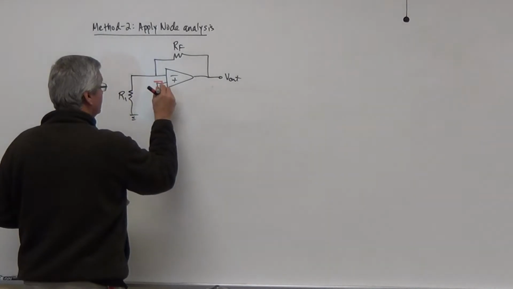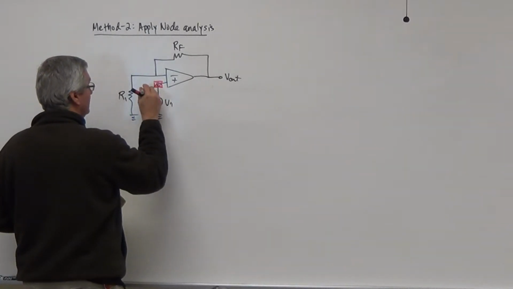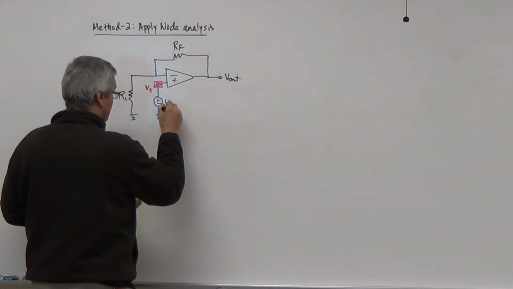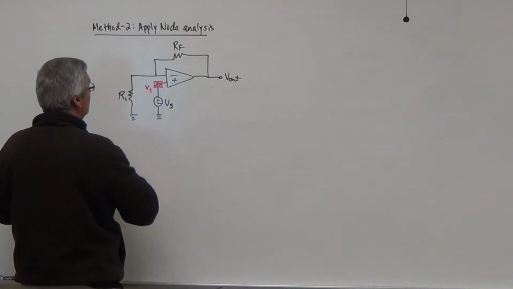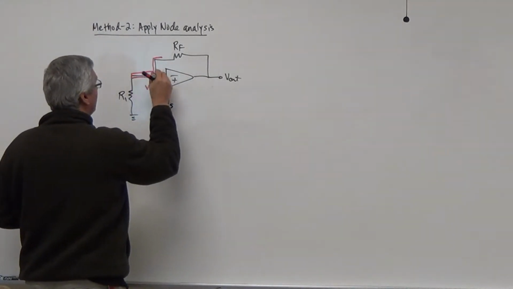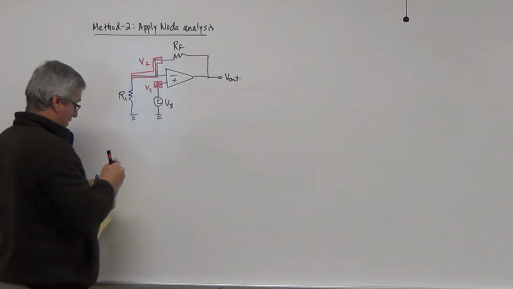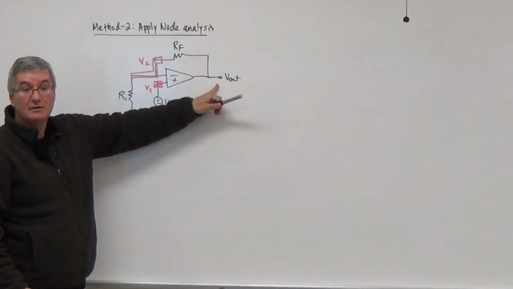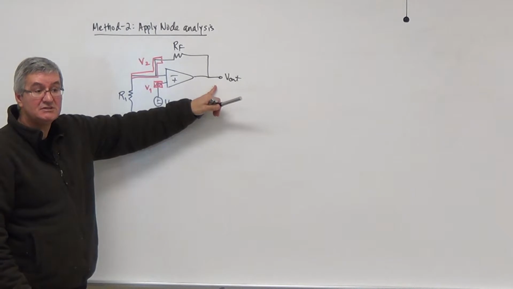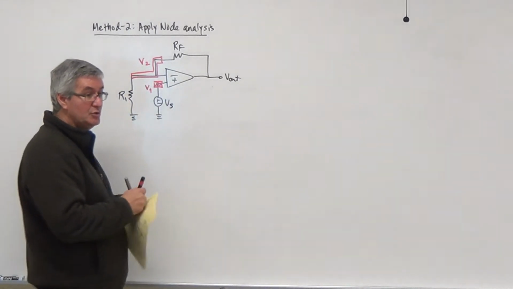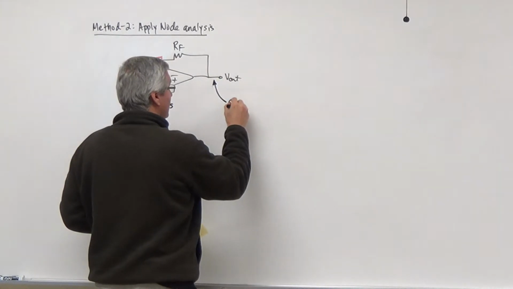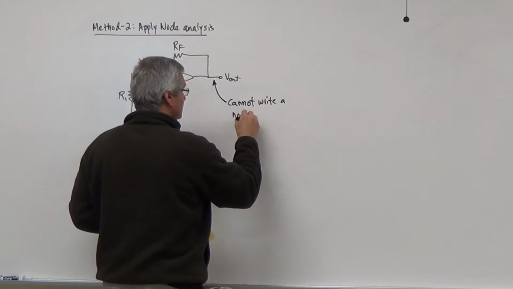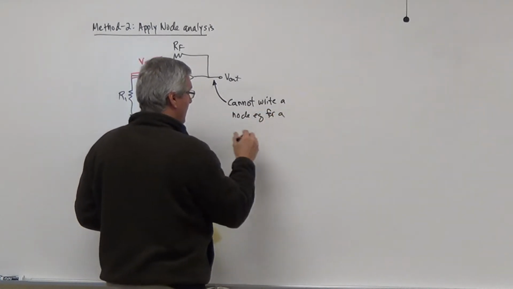So this node, I already know because that node is at V1. Maybe I should call this VS to separate it. And then my other node is this node right here. Now the question is, can I write this as a node equation? And the answer is no, because this represents the voltage source. Like I said before, you cannot write a node equation for a voltage source.